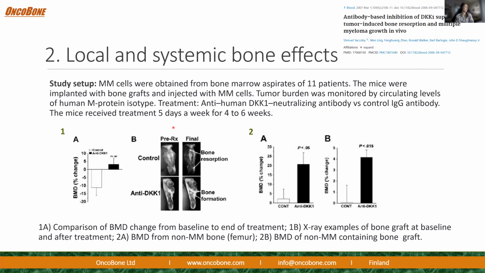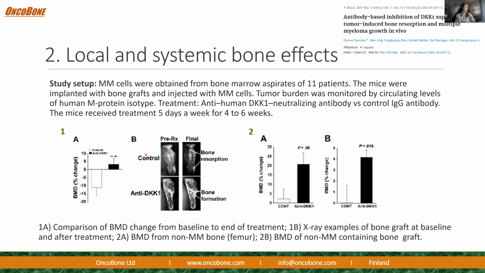But let's go through the results here. So in figure 1A, they actually did perform a comparison between the baseline and the end measurements. So that's why they are able to provide the change of BMD. So the BMD in the control animal went down. So we could see that there is some active bone resorption happening in the animal, and with the DKK antibody, they could actually see that the bone mass is increased above the baseline.